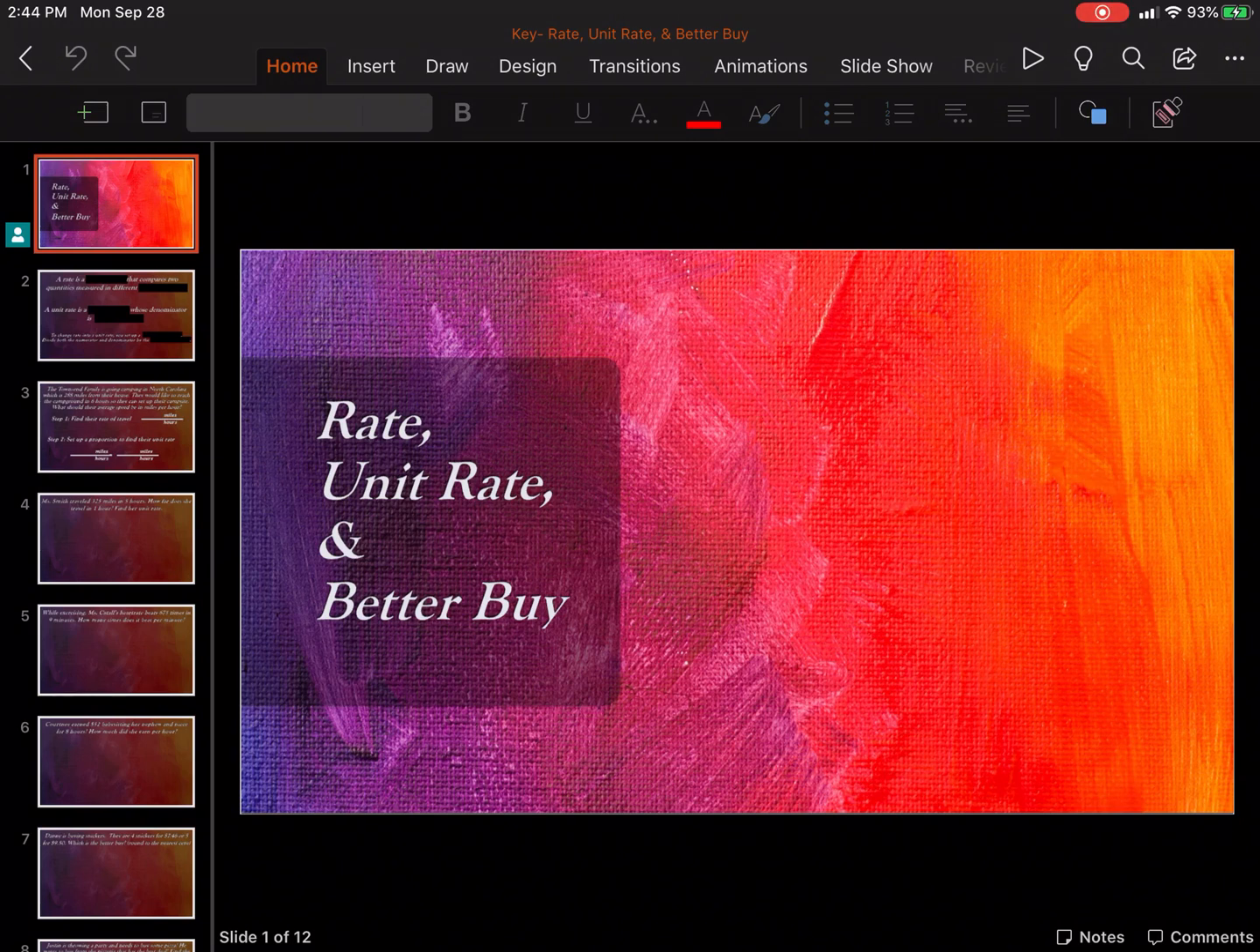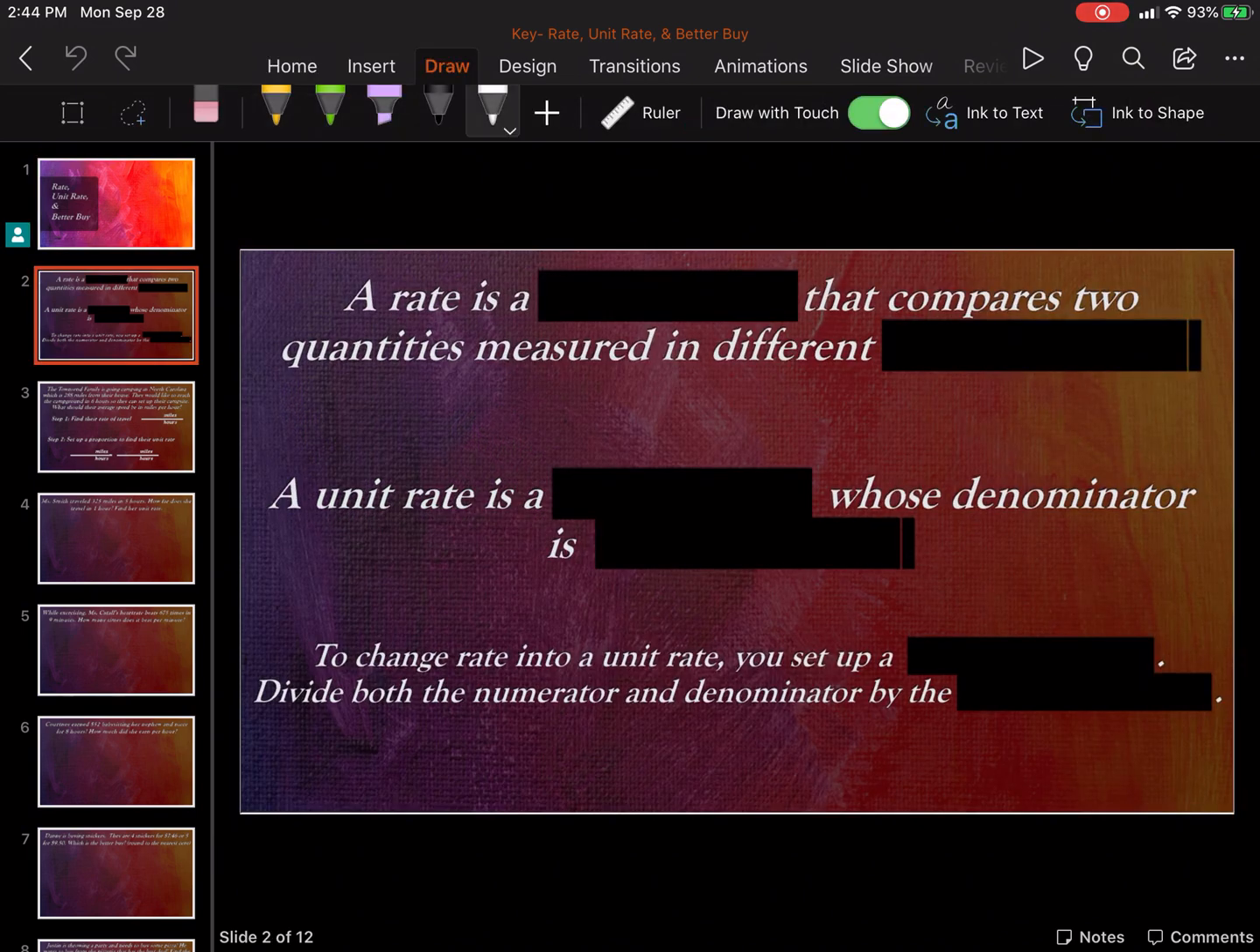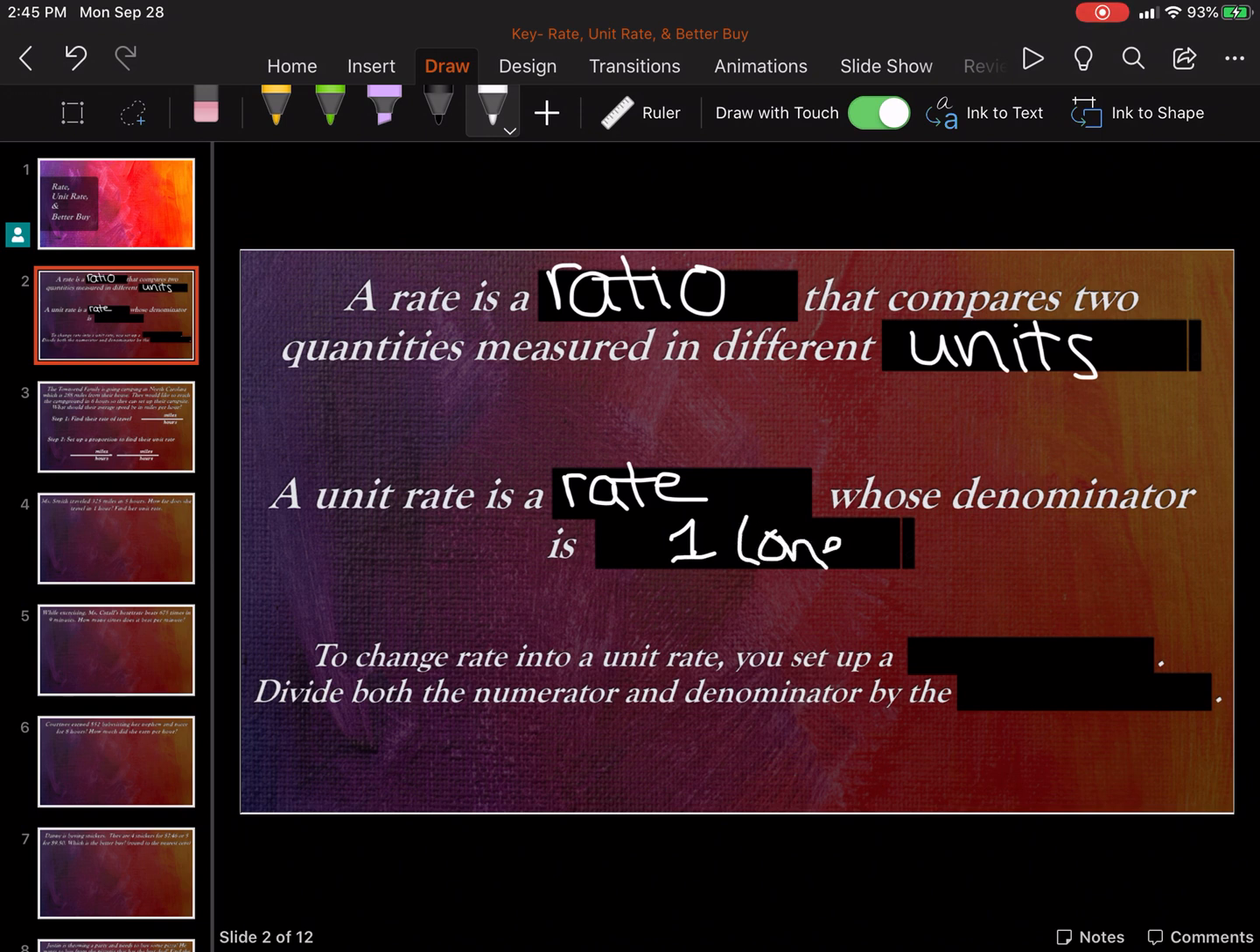Guys, in this video, we're going to talk about rates, unit rates, and better buy. So a rate is a ratio that compares two quantities measured in different units. If you're doing how many dollars is it for 4 pumpkins, how many miles is it for 4 hours, that sort of thing. A unit rate is a specific rate whose denominator is 1. Okay, so how much is it for 1 pumpkin or for 1 hour, for 1 minute?